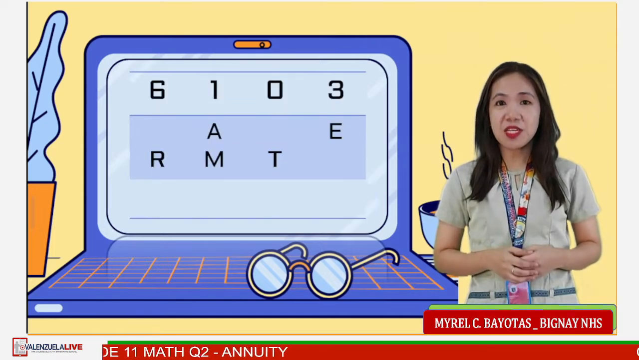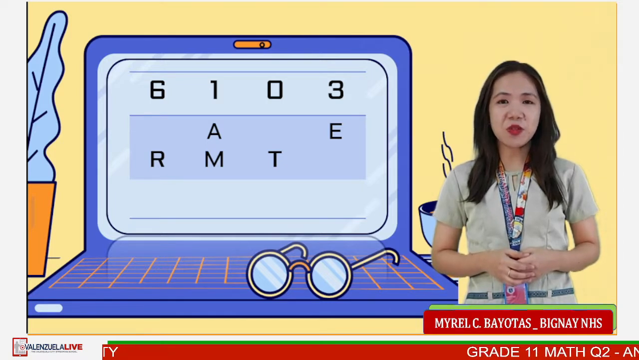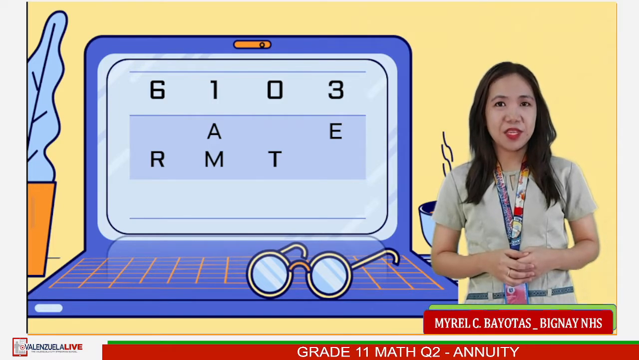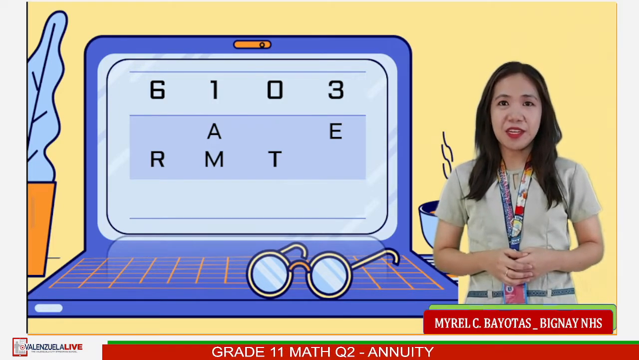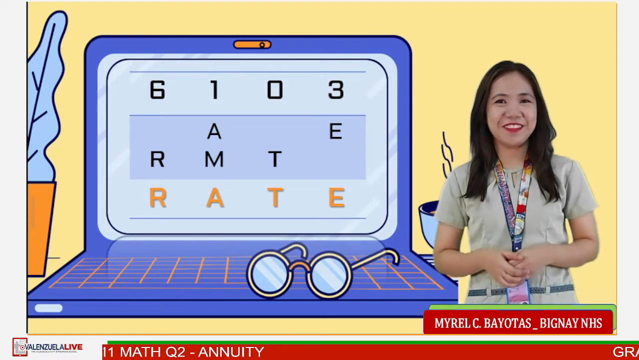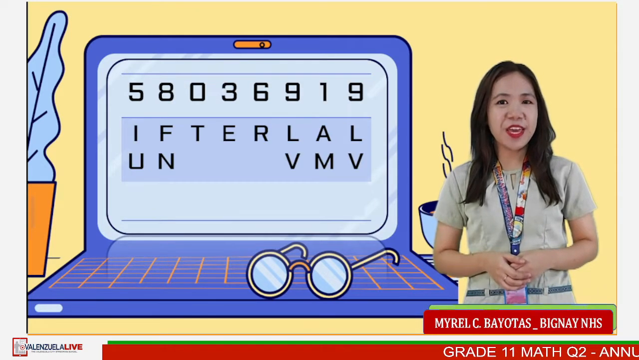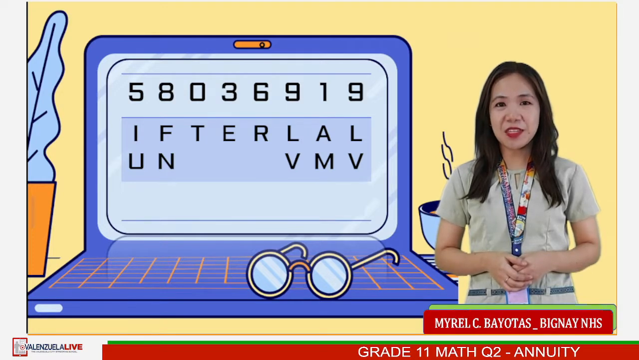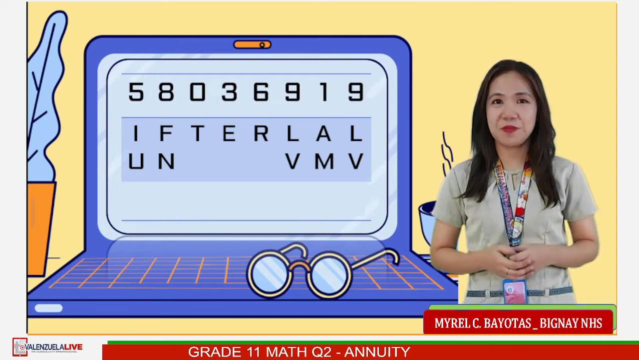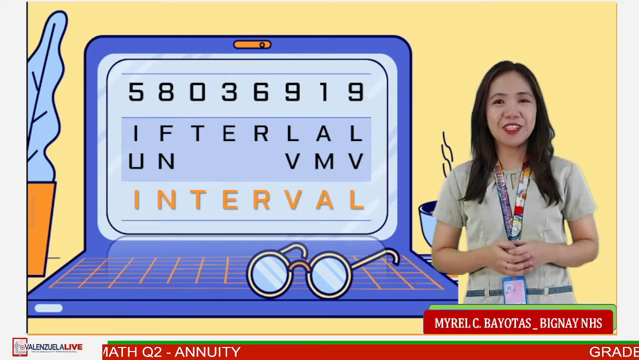We have the digits 6, 1, 0, and 3. Remember that it corresponds to the letters R, A, M, T, and E. The correct word is rate. Did you get the correct answer? Nice start! Let's see how you do on the next one. We have the digits 5, 8, 0, 3, 6, 9, 1, and 9. Here are the corresponding letters. The right word is interval. Good job! Let's decode the third word.